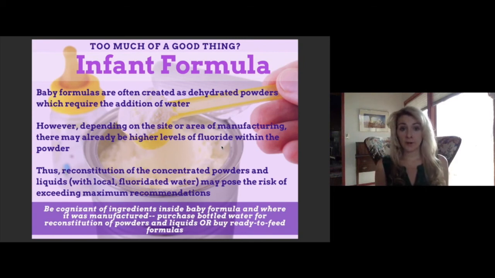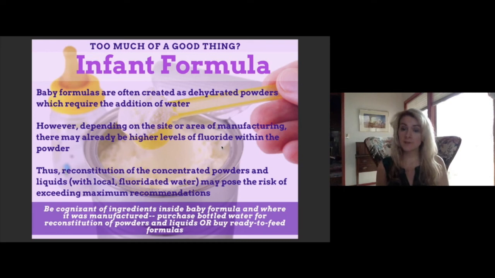Possibly. Infant formula. Remember, baby formulas are often created as dehydrated powders, which require the addition of water, or the reconstitution of water, to make them a milky substance that your kiddo loves. However, depending on where these formulas were manufactured, they may already have very high levels of fluoride within the powder. Why? Well, these powders may have been made in a community with community water fluoridation, and as things are dehydrated, turned into a powder, they require addition of even more water to bring them back to baseline. As you can see, whether you have a background in chemistry or not, that would probably mean that they have twice as much fluoride as the manufacturers intended.